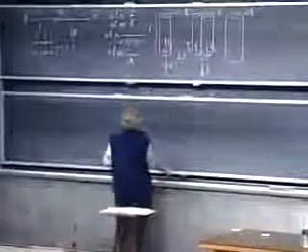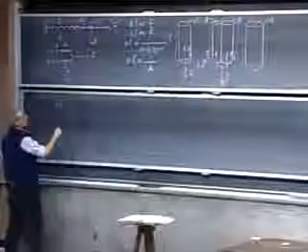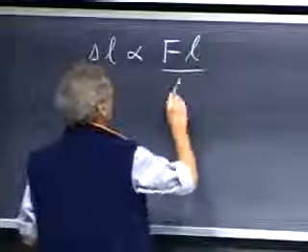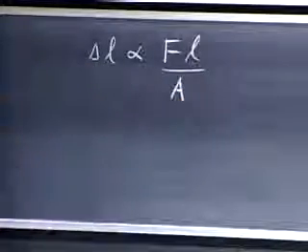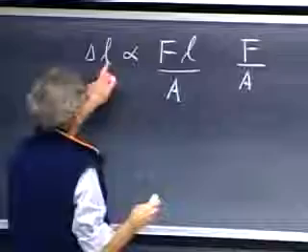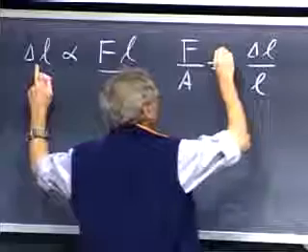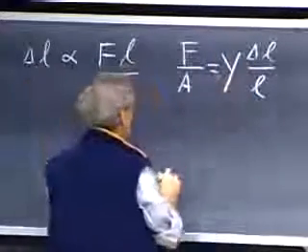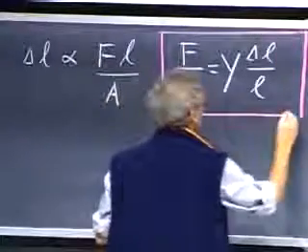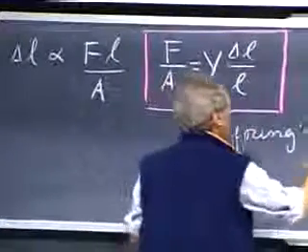So now we can make up the balance, and we can say, aha, delta L is proportional to the force, proportional to L, and inversely proportional to the area, the cross-sectional area. So F divided by A is then proportional to delta L over L, and that proportionality constant we give a name, and that is capital Y, and that is called Young's modulus.